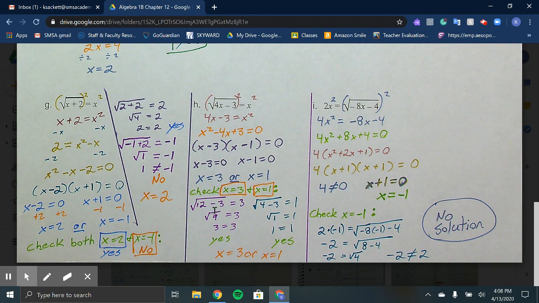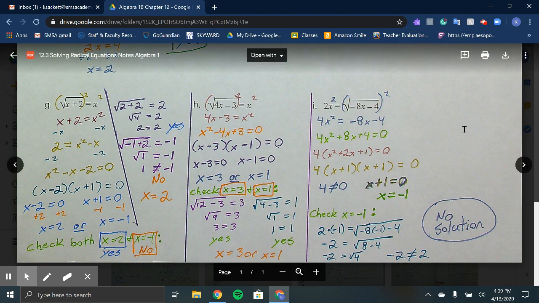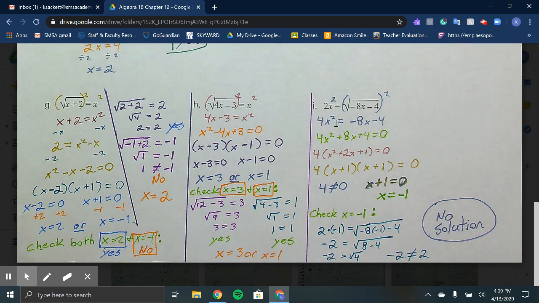You can see when I plug both of those back into the original, 3 equals 3, 1 equals 1, both work, so my final answer to H is x equals 3 or x equals 1. And our last problem is I. Again, in I, we first need to check to make sure the radical is alone, which it is, so we square both sides. 2x squared becomes 4x squared. Then, the square root of negative 8x minus 4 is just negative 8x minus 4.